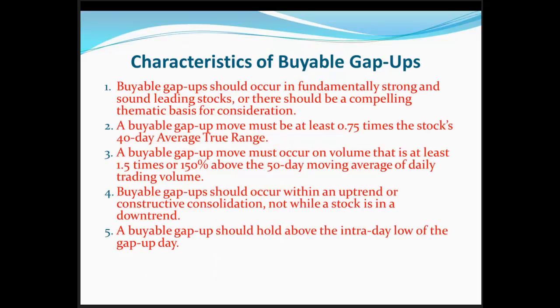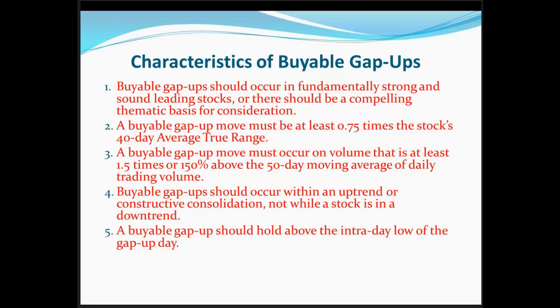So basically, the characteristics of a Buyable gap up. What is a Buyable gap up? Well, they should occur in fundamentally strong and sound leading stocks, or there should be a compelling thematic basis for consideration. Sometimes this can vary a little bit. So, for example, you could have a turnaround situation that's a Buyable gap up. We saw this recently with Krispy Kreme donuts, for those of you who follow us on our website, selfishinvesting.com.